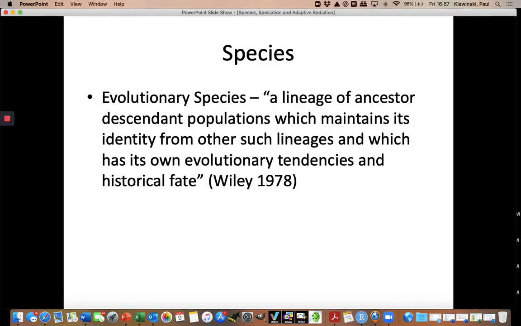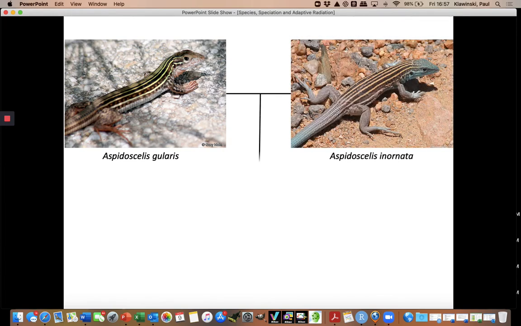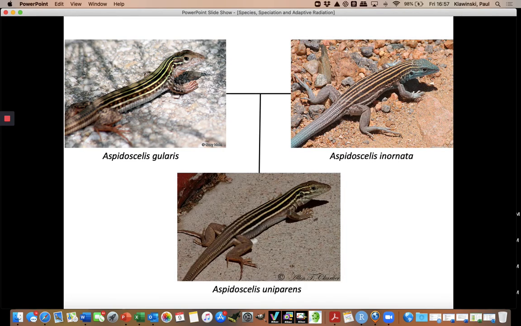But the evolutionary species concept becomes problematic when we then look at things like Aspidoscelis uniparens. Aspidoscelis uniparens is a daughter species that comes from a hybridization event between two parental species, Aspidoscelis gularis and Aspidoscelis inornata. Now, when these two parent species created this hybrid, it became an all-female species that reproduces through parthenogenesis. It reproduces by producing new offspring from unfertilized eggs.